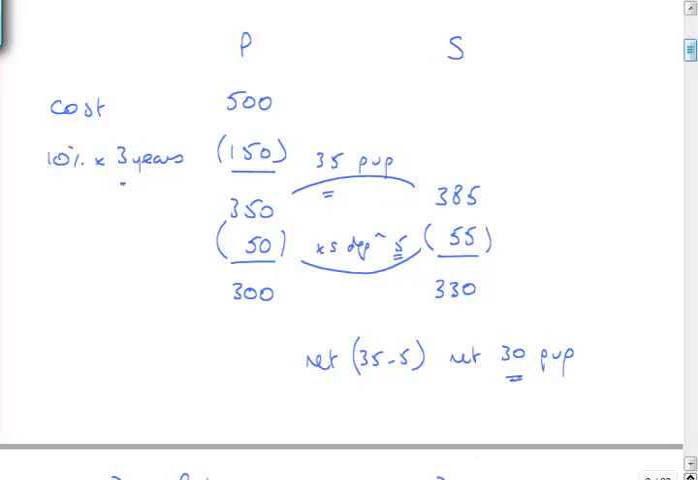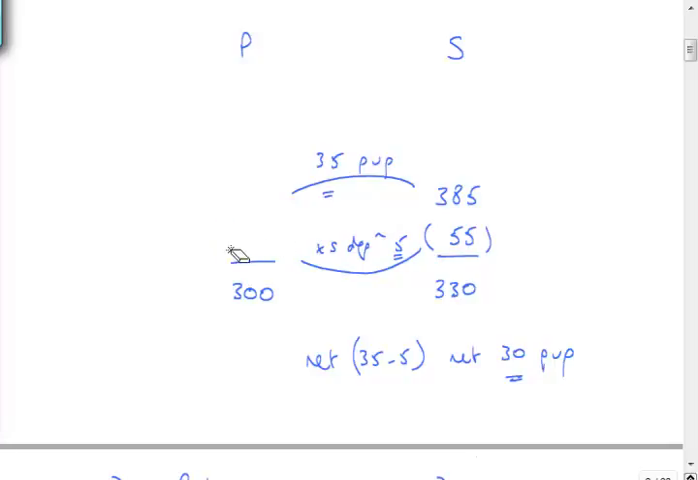For instance, I don't need to know that the asset originally cost 500. I don't need that. And I don't need to know what the accumulated depreciation was at date of sale, and therefore I don't need to know the carrying value. I don't need to know how much depreciation would have been charged and what the carrying value would have been. I don't need any of that.